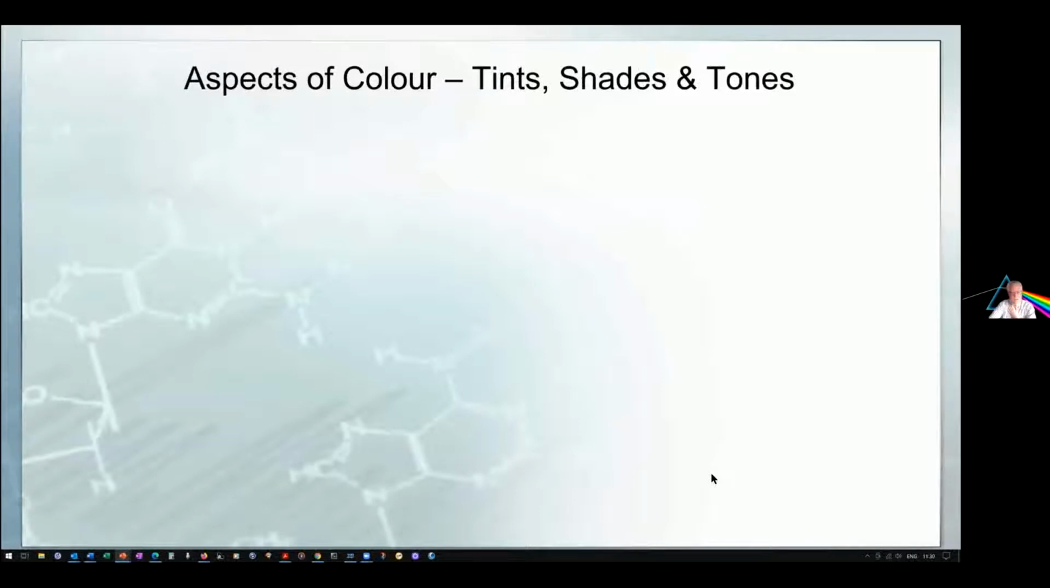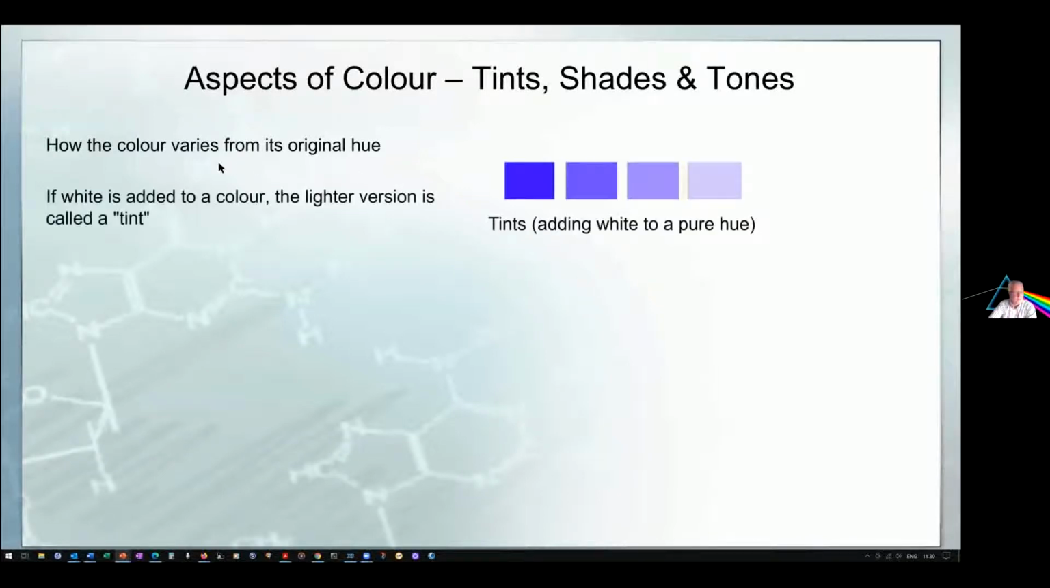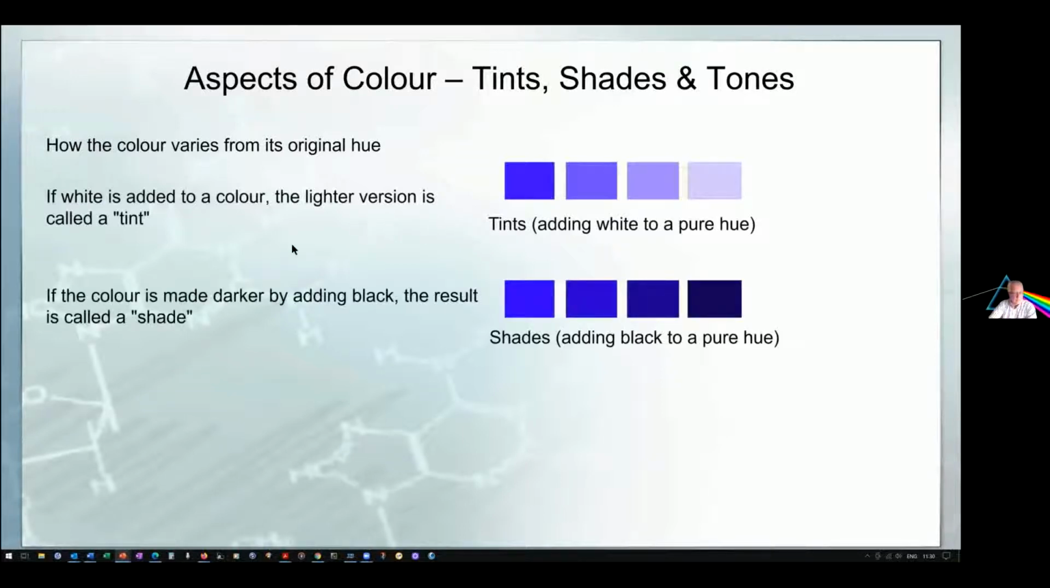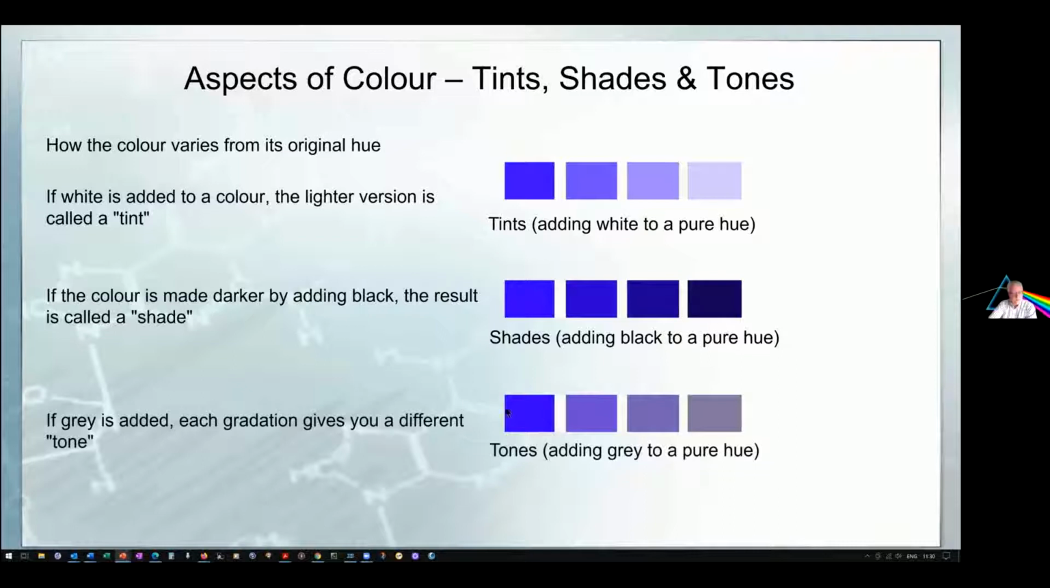And then we've got tint, shades, and tones. So this is how the color varies from its original hue. If you add white to colors, you get tints. And if you make it darker by adding black, you get shades. And if you add gray, then you get tones. And again, this is all how humans manage and classify colors.